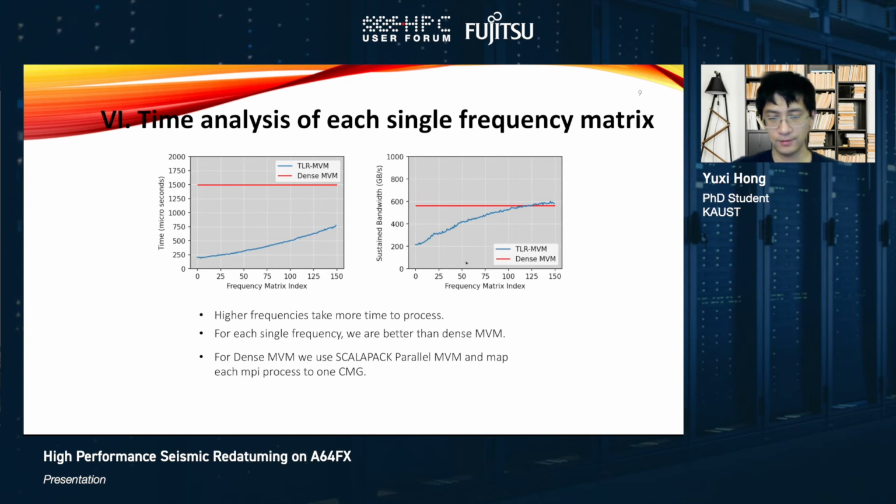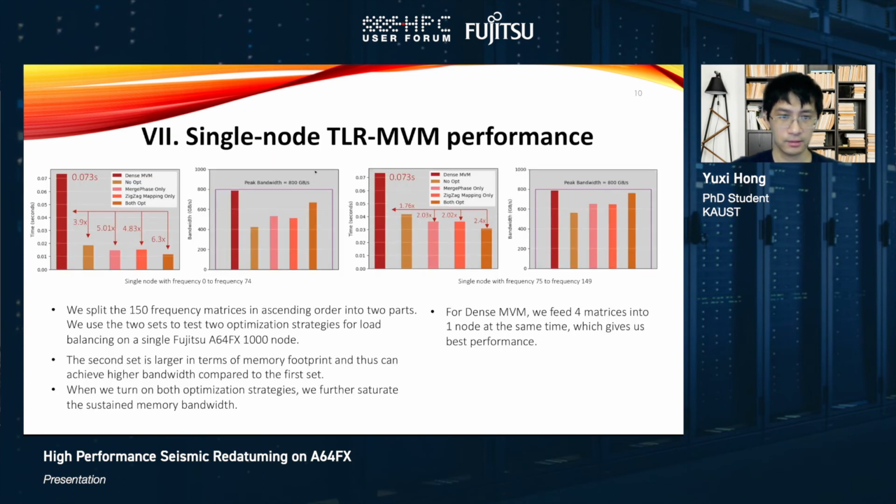And on the right, it is the bandwidth. We see that higher frequency takes more time to process, and for each single frequency, we are better than the dense NVM. For the dense NVM, we use ScaLAPACK parallel NVM and map each MPI process to one core memory group. And let's look at the single node TR-NVM performance.